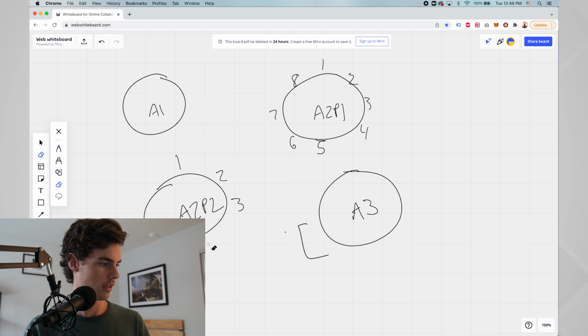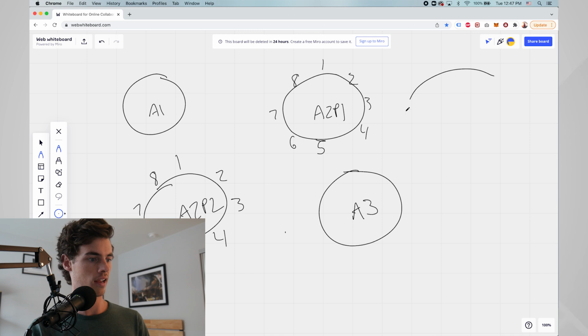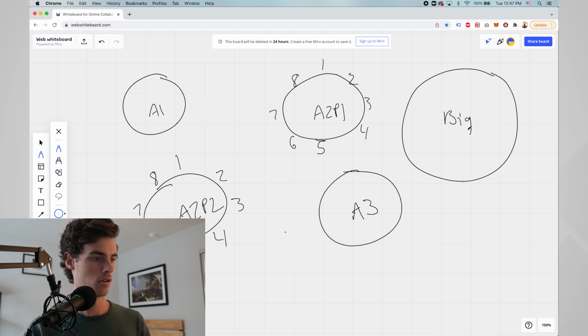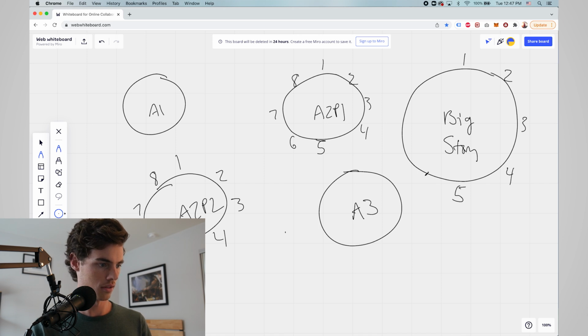So the question becomes, where does the midpoint go in this version of the outline, right? If we have the whole story, so this is the big story, and this has its own story circle, where does the midpoint go? So obviously, this is where our midpoint is.